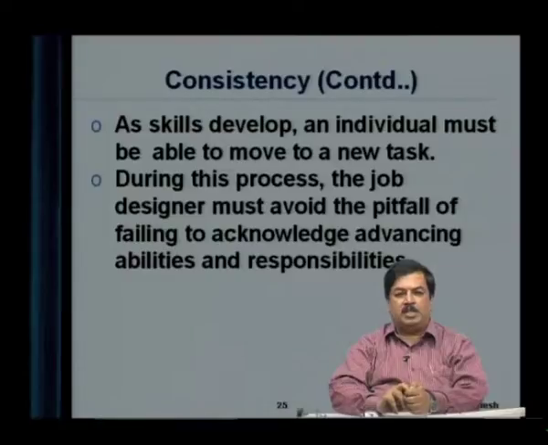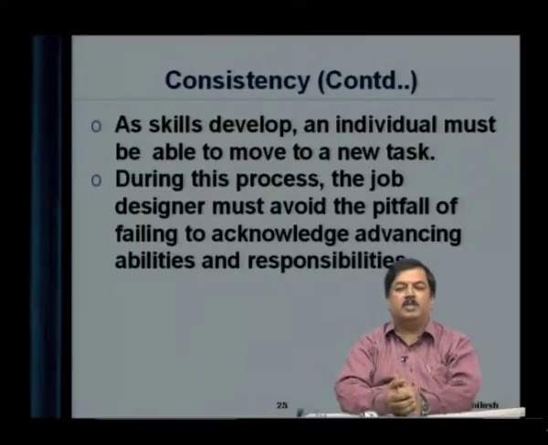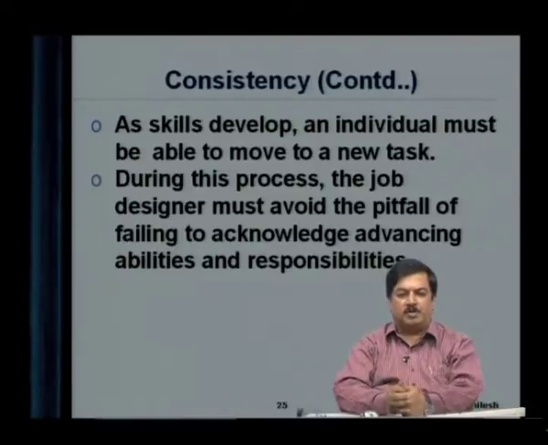And as you see, the consistency is that as skills develop, the individual must be able to move to a new task. In order to use his skill sets and his effort, one needs to see how to put the jobs in a progressive way. A job designer must avoid the pitfall of failing to acknowledge the advancing abilities and responsibilities. We assume that a job initially could be done by an unskilled employee, but as it moves, the job can be done by a semi-skilled or a skilled employee. So the skill has to be integrated into the task as well as the various aspects of the job.